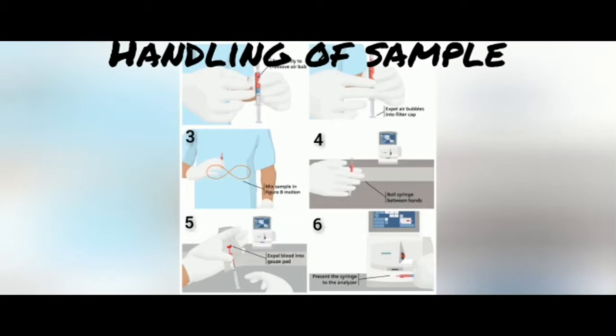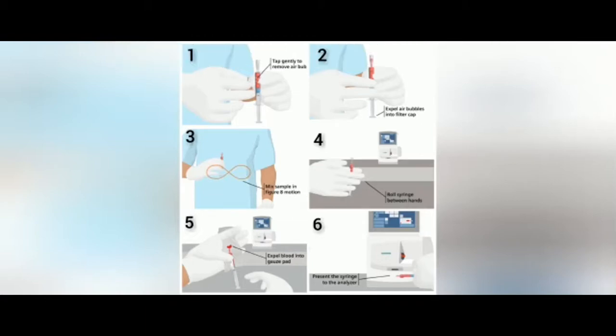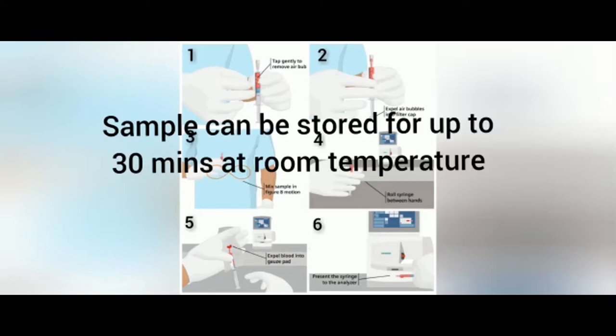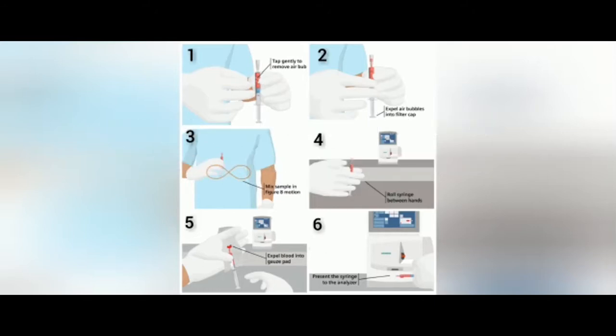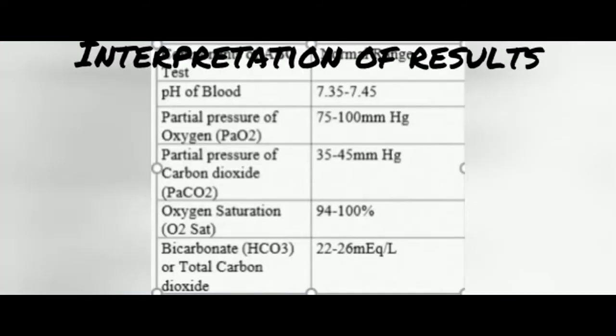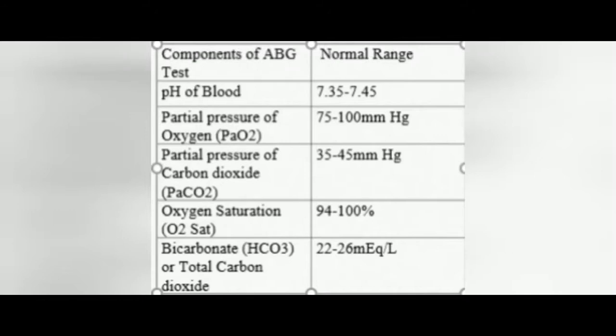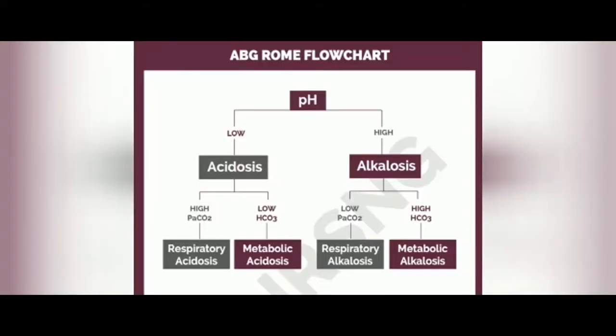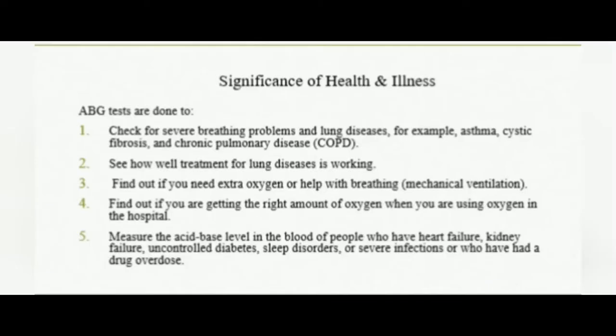Handling of the sample. Remove air bubbles from the blood in the syringe. Test blood samples immediately so results are given accurately. Samples can be stored up to 30 minutes at room temperature. That's the limit. Interpretation of the results. Normal ranges are the guide. Low pH is acidosis while a high pH is alkalosis.